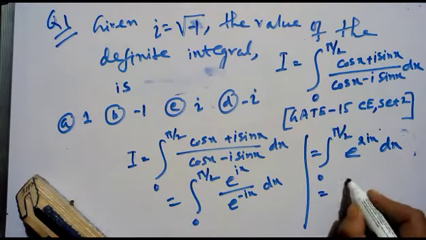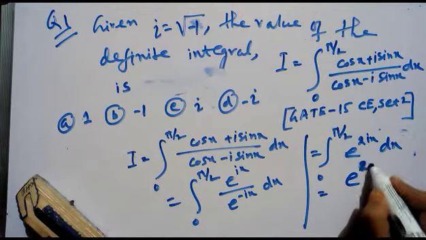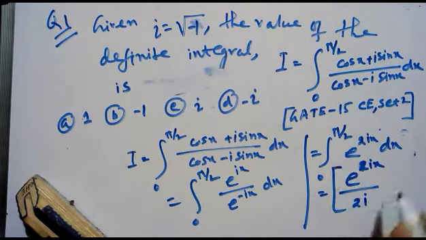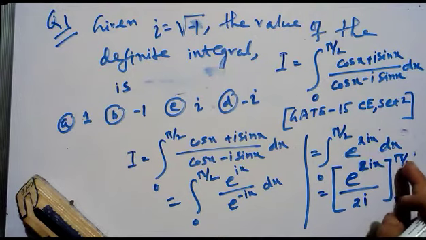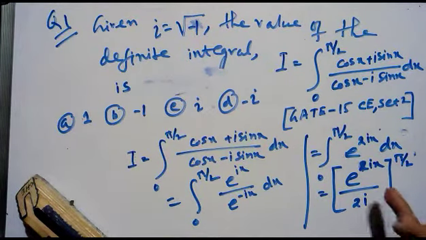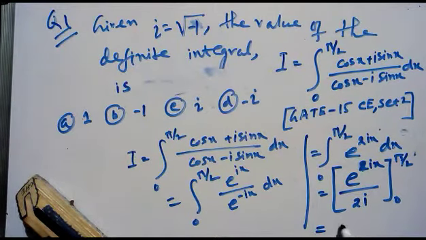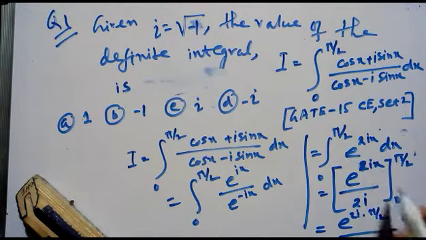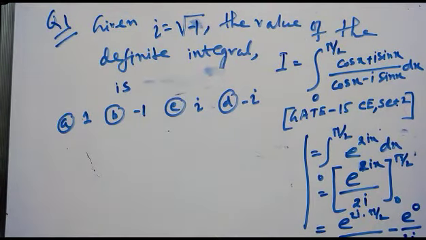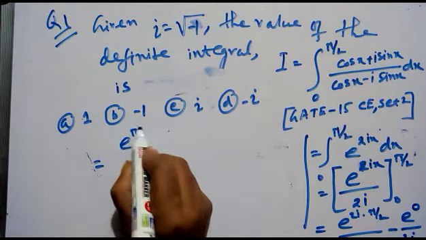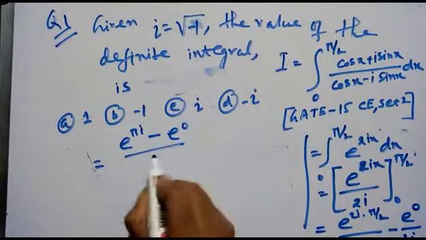Now integrate. After integrating, the value is e to the power 2ix by 2i, and the limit is pi by 2 to 0. Clear? Now replace x by pi by 2: e to the power 2i into pi by 2, by 2i, minus, if we put 0 in place of x, e to the power 0 by 2i. Clear? So we can write this as e to the power pi i minus e to the power 0, by 2i.